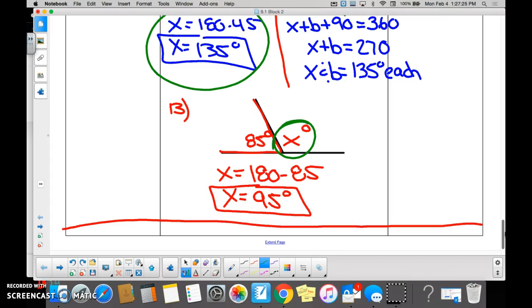Ashton, can you do it loud? So we have this as a straight angle, which is what, Ashton? 180. Yeah? And we know part of that is already 85 degrees, right? So then you did? And you got what? Excellent. Questions?